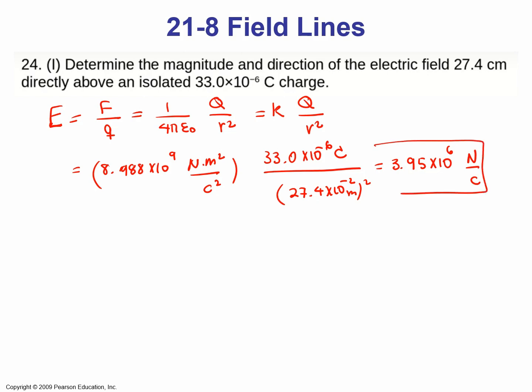And what is the direction? This is a positive charge. So we have a positive charge. The direction of the field at 27.4 centimeters above it would be upward. This is the E field. Because if you put an imaginary positive charge, the lines will be away from the point charge.